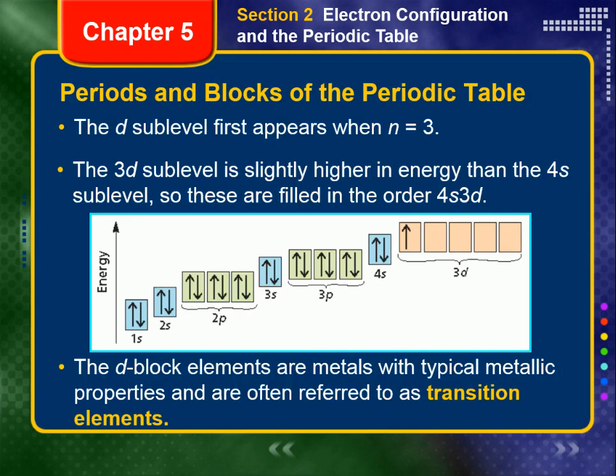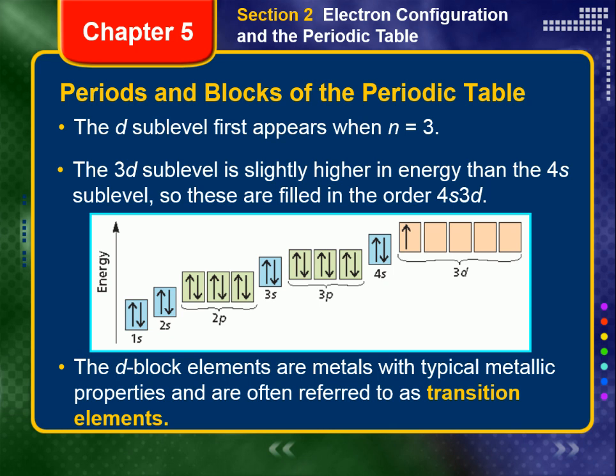The d-block elements, groups 3 through 12. In the d-block elements, groups 3 through 12, filling the ns sublevel is followed by the addition of electrons to the d sublevel of the preceding, or n-1, energy level, as we see represented by figure 5-9 on the screen right now, or on page 134 of your text.